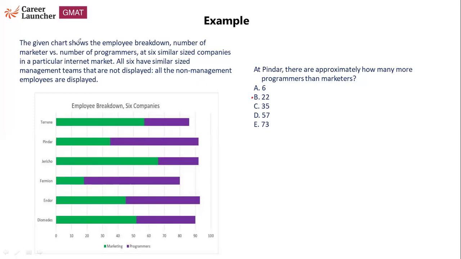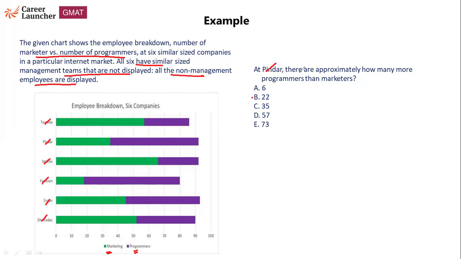Now it says that the given chart shows the breakdown, the number of marketers versus number of programmers at six similar sized companies in a particular internet market. All the six similar sized management teams are not in dispute. All non-management teams are there. So these are the non-management teams, which are marketers and programmers. And these are the six components, that is D, E, F, J, P, and T.